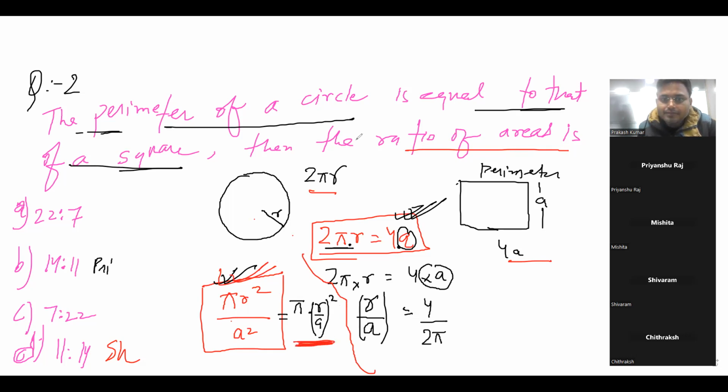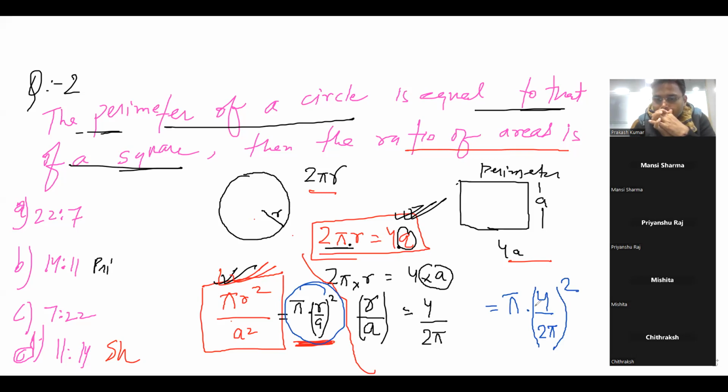So I can write this as pi into, what is r by a? r by a is 4 by 2 pi whole square. Does everyone understand up to here? See, from the given 2 pi r equal to 4a, we have found that r by a is 4 by 2 pi. Now what did we know? Area of circle divided by area of square is equal to this much, and this can be written as this much. Any problem up to here? Tell me.